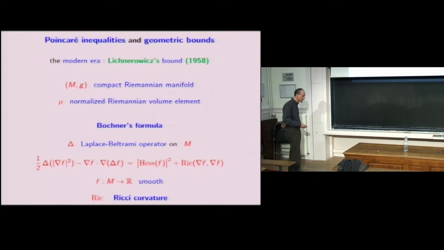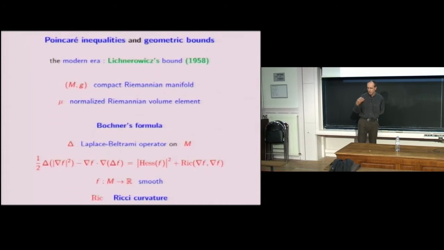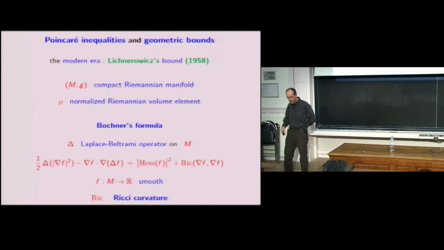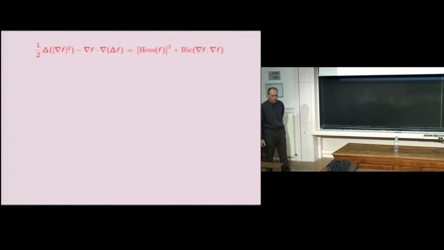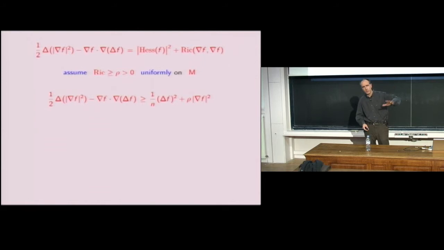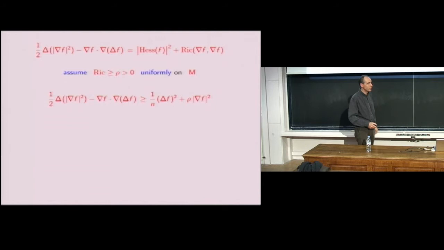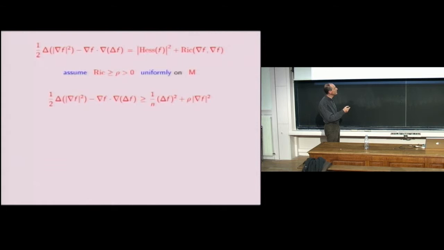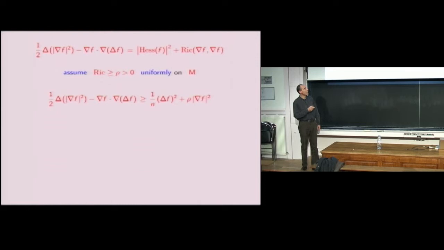This is the starting point for Lichnerowicz in order to provide lower bounds on the Poincaré constant. The way he deals with it is simply the following. You start from this Bochner formula, and you assume an a priori lower bound on the Ricci curvature of your manifold. For example, assume that the Ricci curvature is bounded from below uniformly by a strictly positive constant rho. So you translate this hypothesis, meaning that the Ricci term over here is bounded from below by rho times the Riemannian length of the gradient of f squared. And then you have another term coming from the Hessian of f, which is just a trace inequality. So that's, of course, very easy.